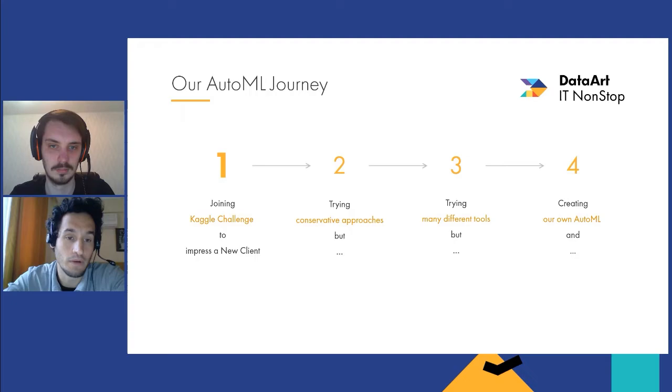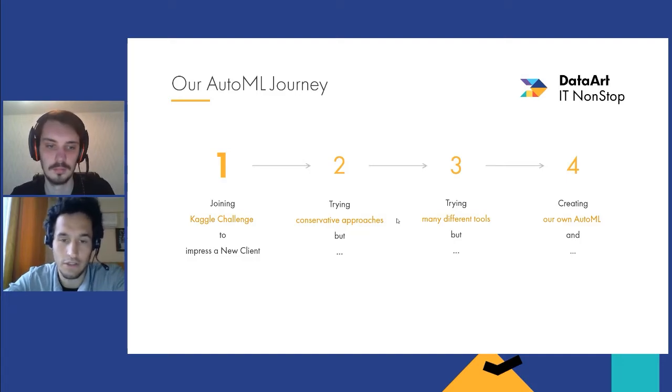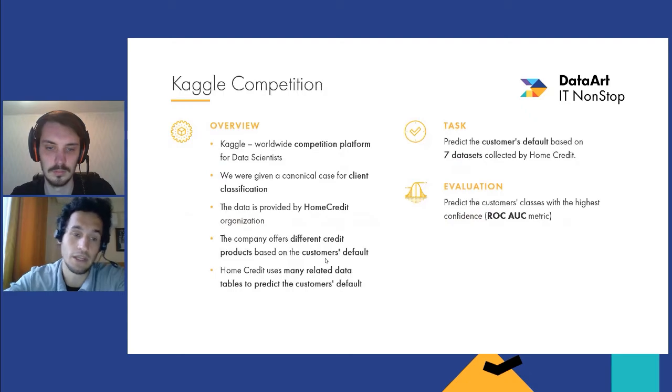This is the overview of our journey. Everything started from a Kaggle challenge that was aimed to impress our new client. And of course, we started with a conservative approach, like the normal job that is done by us as data scientists day to day. Then we tried many different tools, like we need to do something impressive, and that was the third step. And finally, we realized that creating our own AutoML solution may be what we're looking for to be impressive. But let's move on step by step, and let's start from the first one, from Kaggle case.